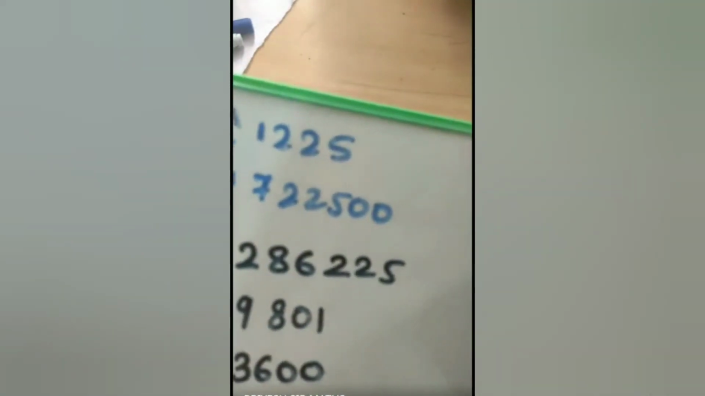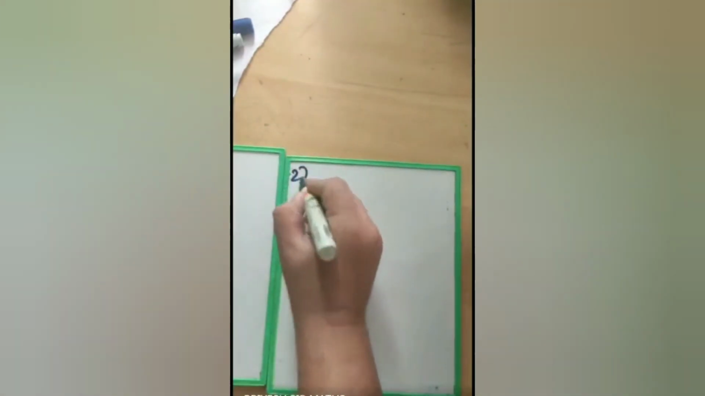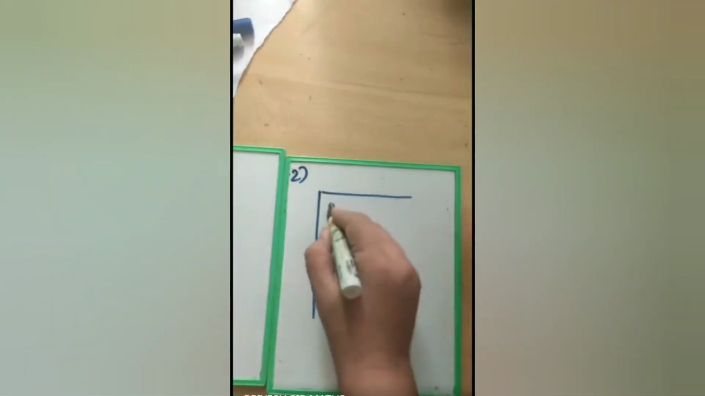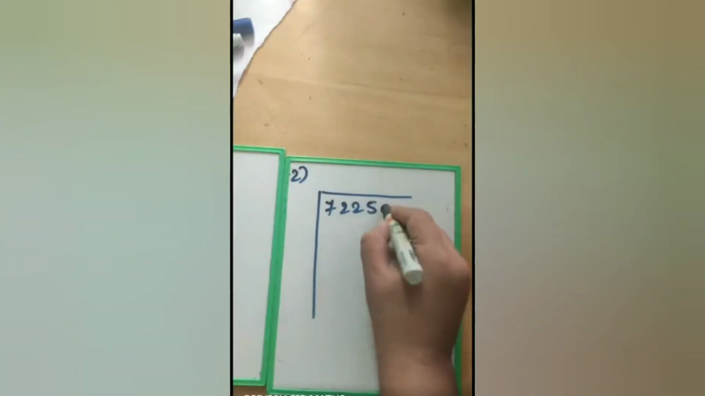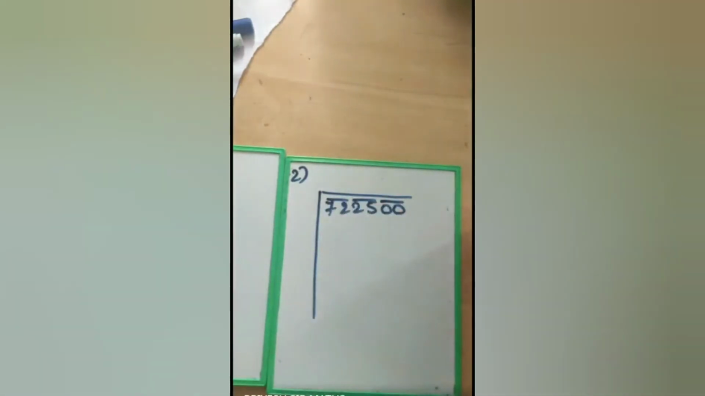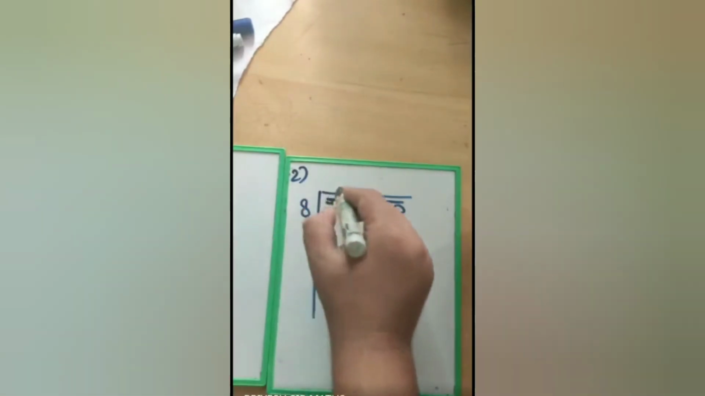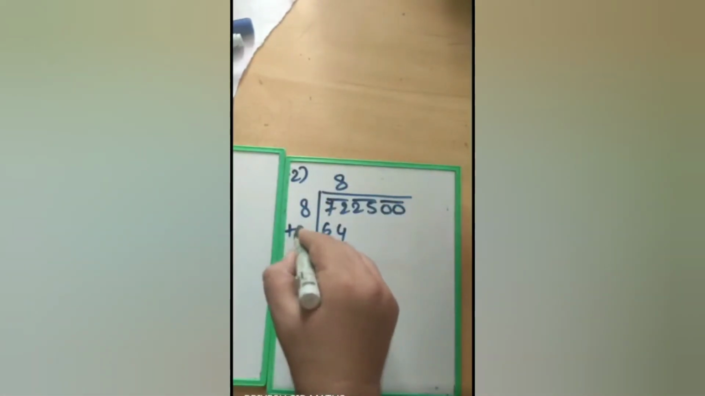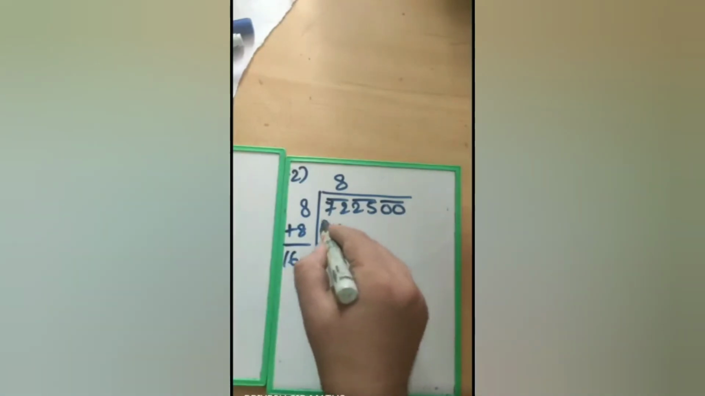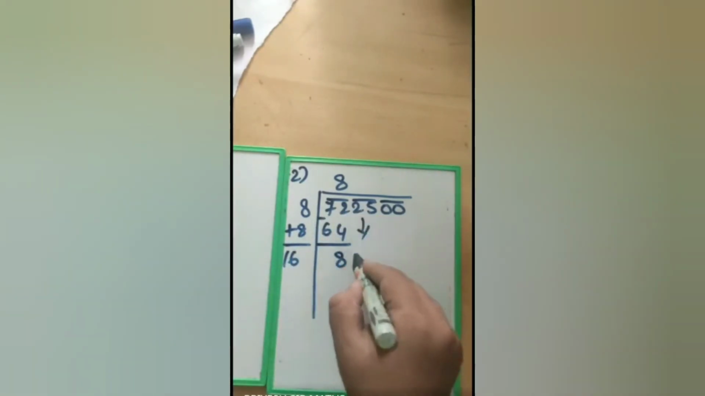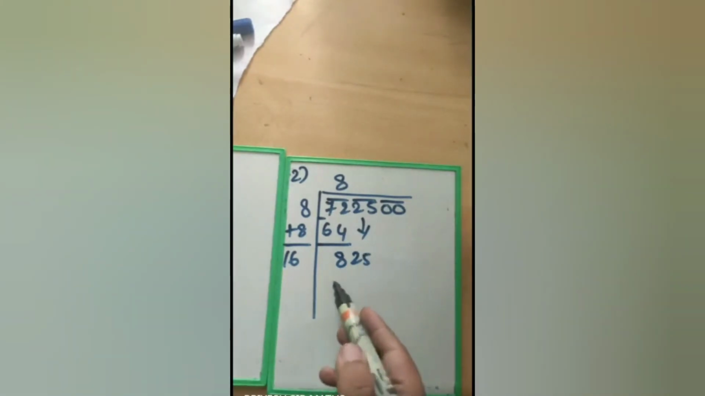Okay, the second one, the question was 722,500. So what we'll do, 722,500. Make a pair. Okay, now 72 comes between 8 square and 9 square. So it becomes 8 8s are 64. 8 plus 8 becomes 16. Here you subtract, you get 8, 25. Obviously 5 is there, so we can try over here.